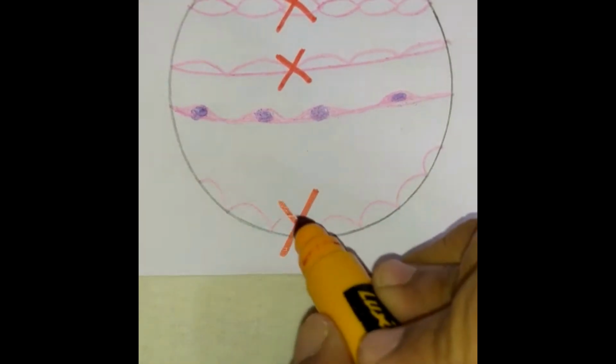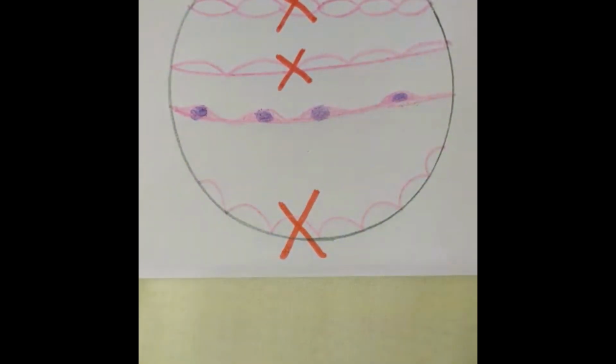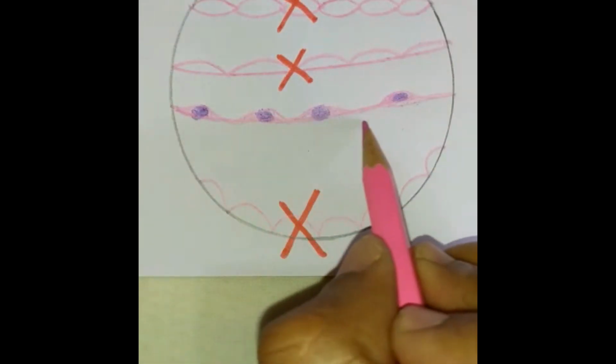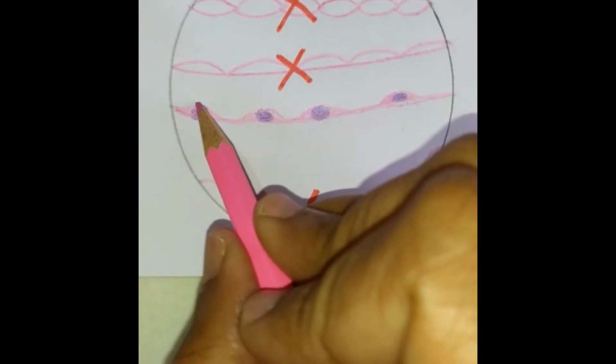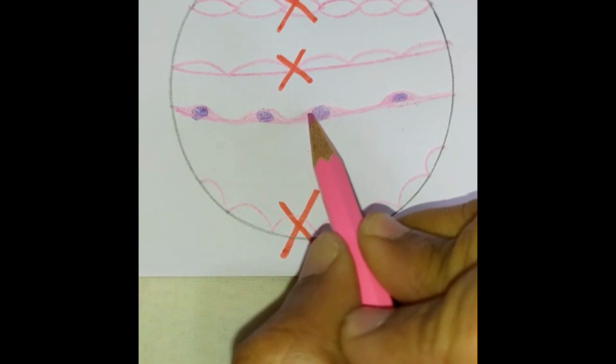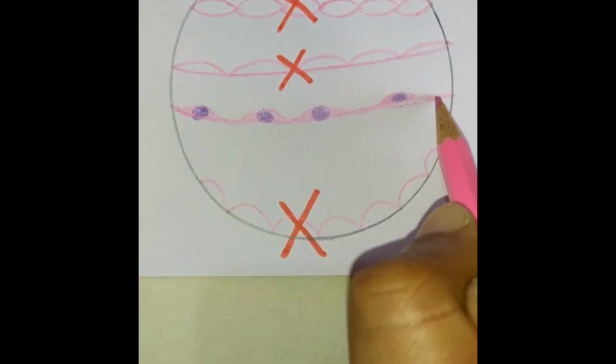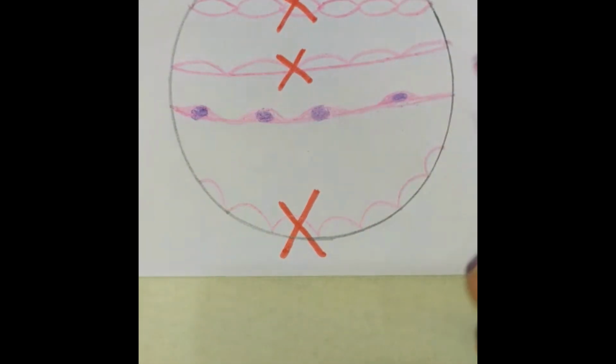So please remember, you have to first draw the basement membrane, and on top of that the cells have to go in a wave pattern. That is the right way of drawing the squamous epithelium lateral view.